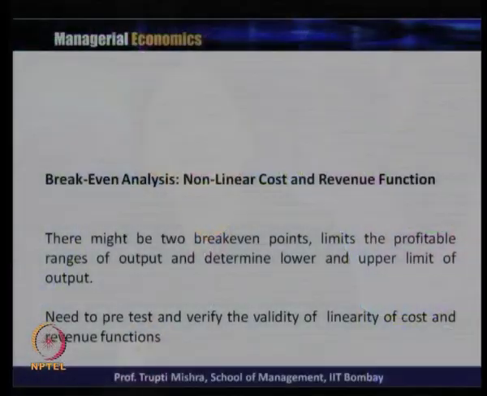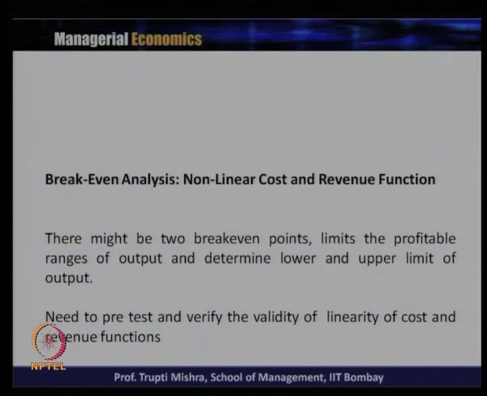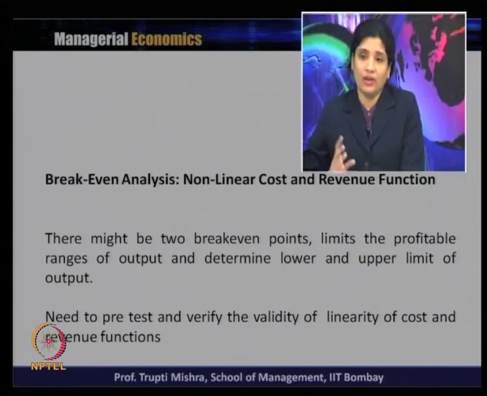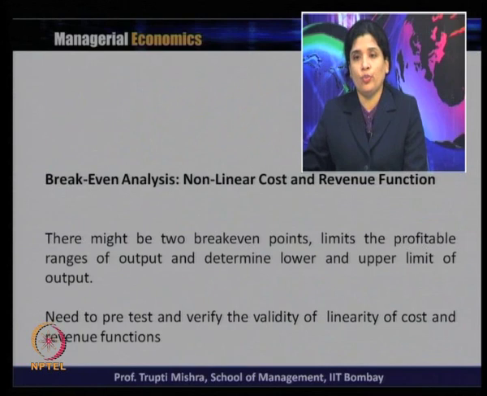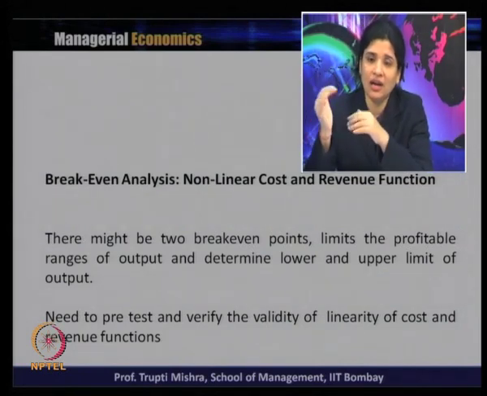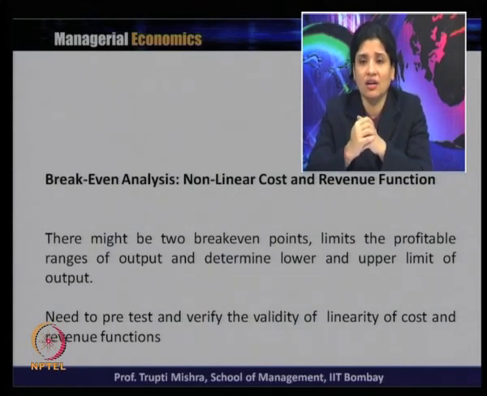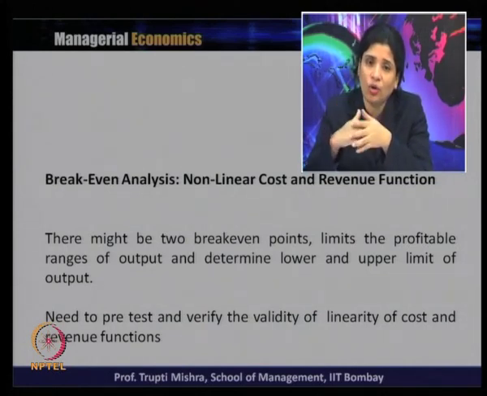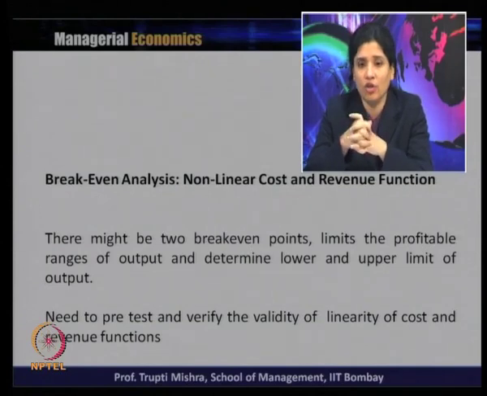So, in this case, maybe we get two breakeven points: one breakeven point when total cost is equal to total revenue, and another breakeven point where again the total cost is equal to total revenue, which limits the profitable range of output and determines the lower and upper limit of output. So, it is not that the profitable range of output is unlimited, rather it is defined by the lower and upper limit of the profitable range of output.